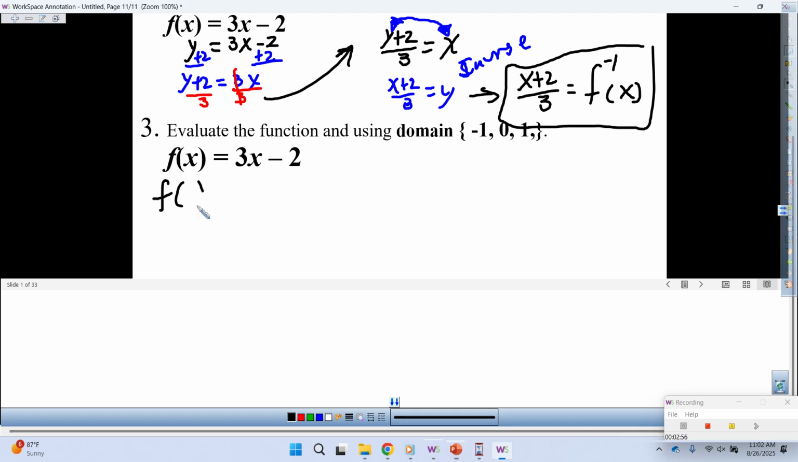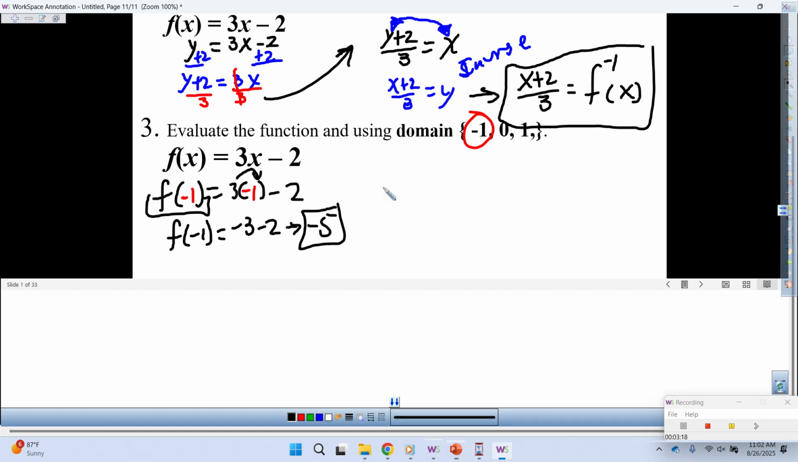Go to number 3, evaluate the function. So, f blank equals 3 blank minus 2. What's my first value? -1. And we said that this is only a label. So I'm just going to rewrite it, f of -1, and work on the right side. 3 times -1 is -3 minus 2. What is -3 minus 2? -5.